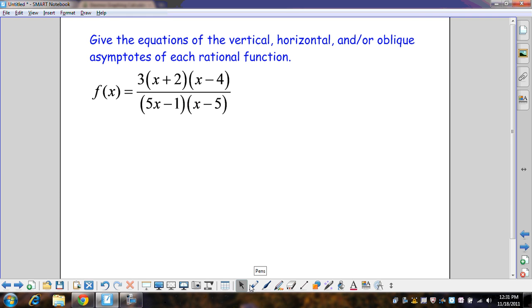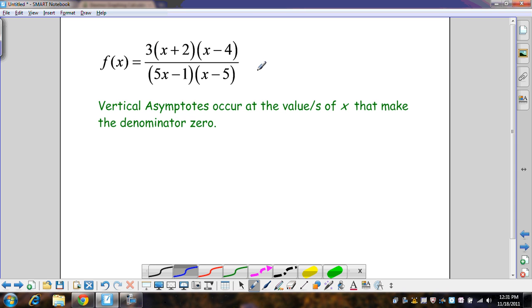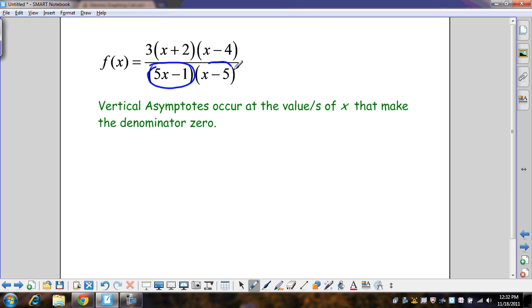Okay, let's start with the vertical asymptotes. By definition, vertical asymptotes occur at the values of x that make the denominator equal to 0. So in this particular case, this rational function has already been factored. If it hadn't already been factored, that would be step one. We would want to go ahead and factor it, but that's already been done for us. So what I'm going to do is take my two factors, in this case 5x minus 1 and x minus 5, and set both of those equal to 0.